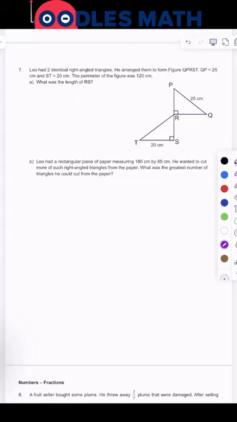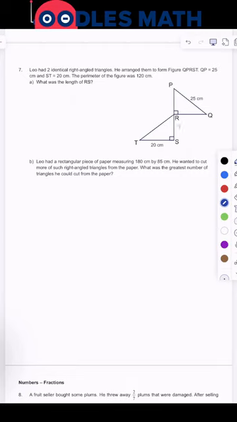In this question, it says that Leo had two identical right angle triangles that are shown in the figure there. He arranged them to form figure QPRST. Alright, so QP is actually 25 centimeters and ST is actually 20 centimeters. So the perimeter of the whole figure is 120 centimeters. So we are supposed to find the length of RS, which is here.